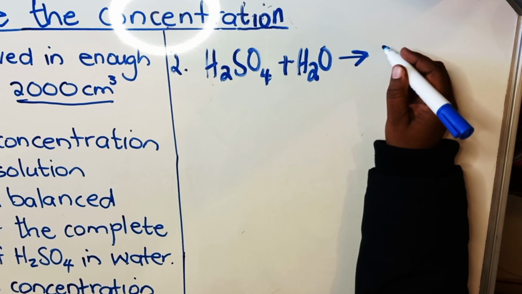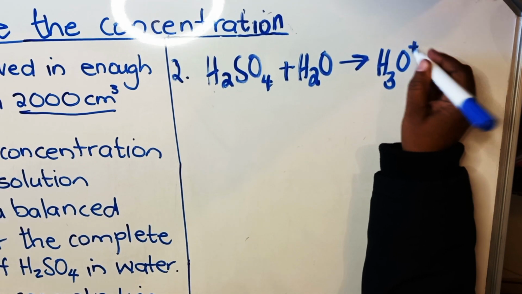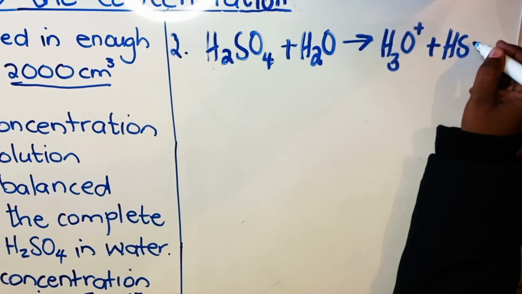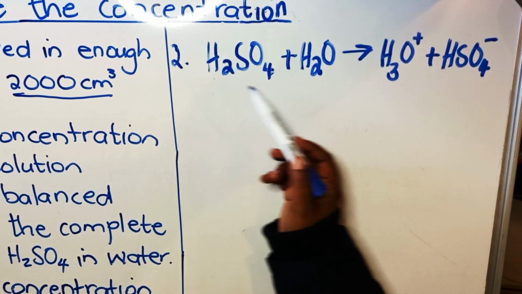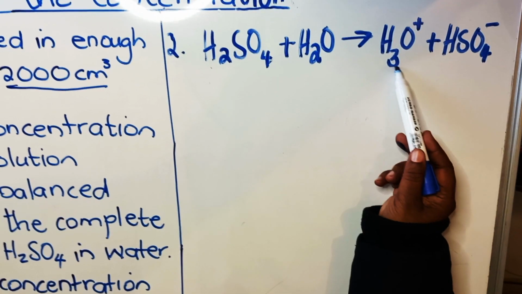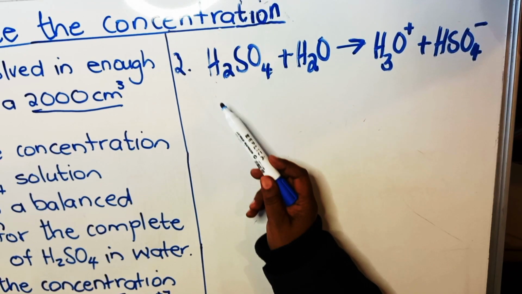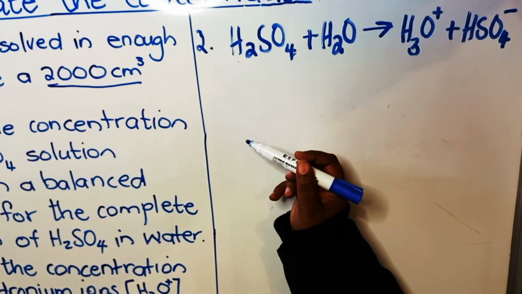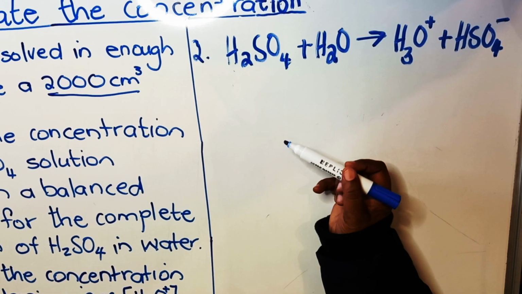It will form hydronium ion, H3O+, and it will form HSO4-. One hydrogen from the sulfuric acid ionized with water to form a hydronium ion. But now, when we are dealing with sulfuric acid, it has 2 protons. It's not like hydrochloric acid where it has 1, where it ionizes like once. This one, it will ionize twice.